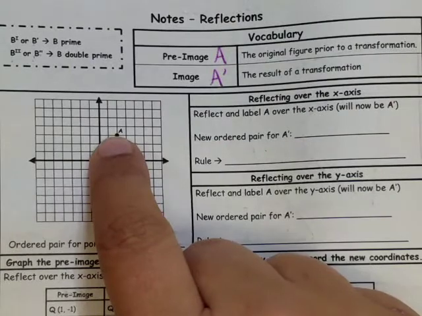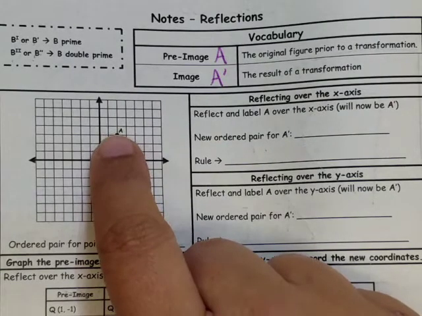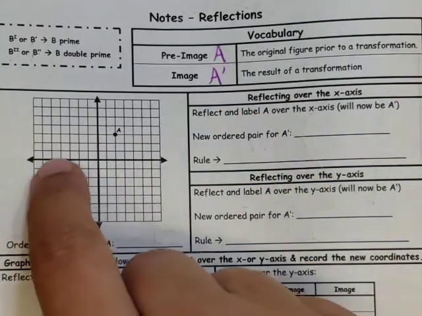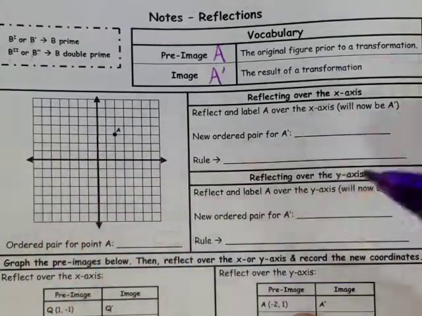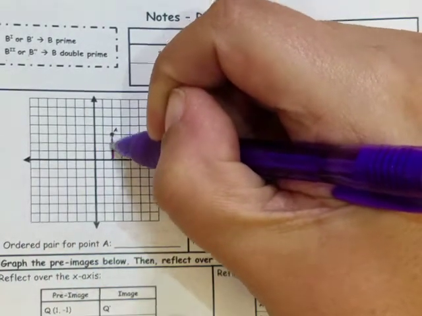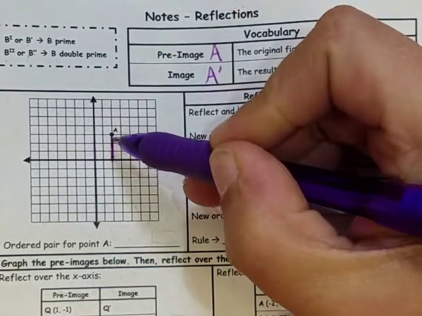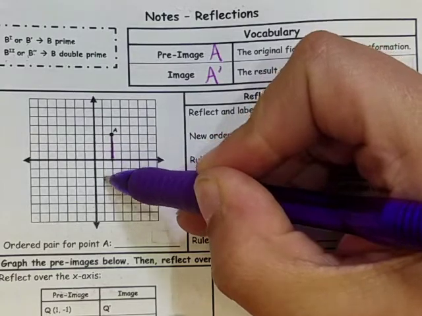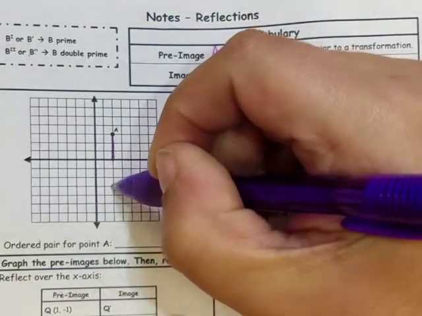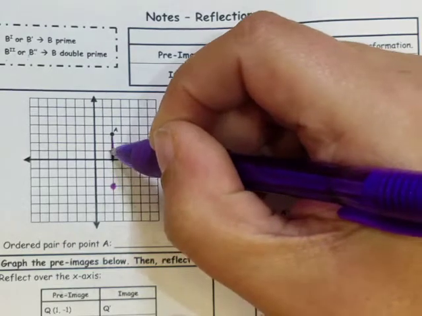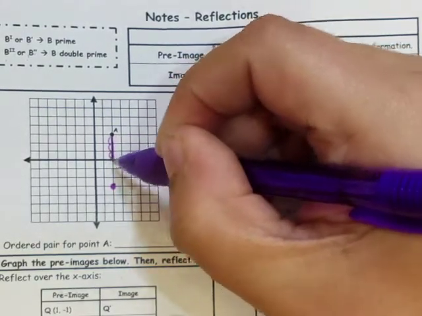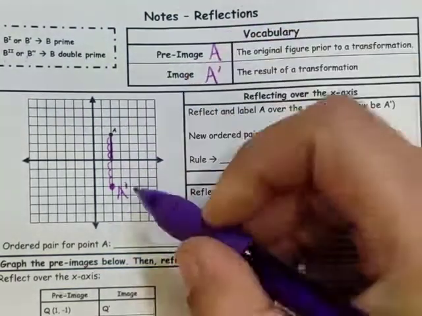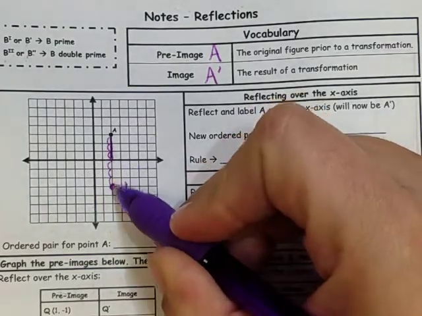So this is our A value, and we want to reflect it, which means pretty much to flip it over, and we want to go over the x-axis. So we're going to use this axis. And we're going to see how far away the A is from the x-axis. So it's 1, 2, 3 spaces away. So when we flip this over, it's going to be the exact same distance away on the other side of the x-axis. Because this was 1, 2, 3 over, so this is 1, 2, 3 over. So this is going to be called A prime. And the new ordered pair is 2, negative 3.